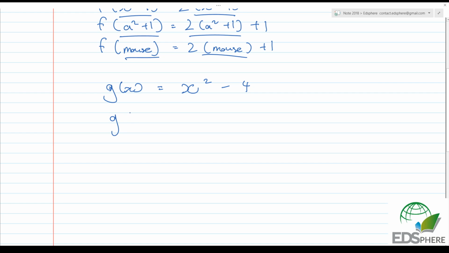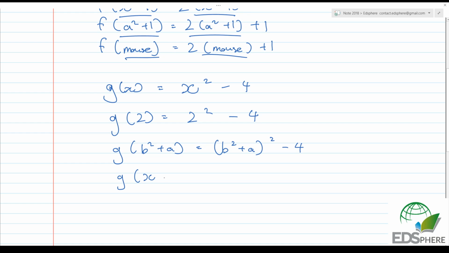Well, what does it mean by g of 2? Well, that just means 2 squared minus 4. So things get a little bit more complicated. Let's have b squared plus a. That would be b squared plus a, all squared, minus 4. What if it is g of x plus 1? That would be x plus 1 squared minus 4.